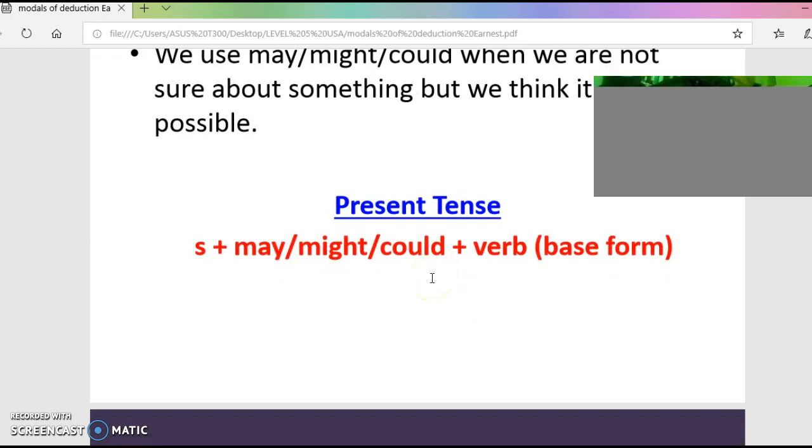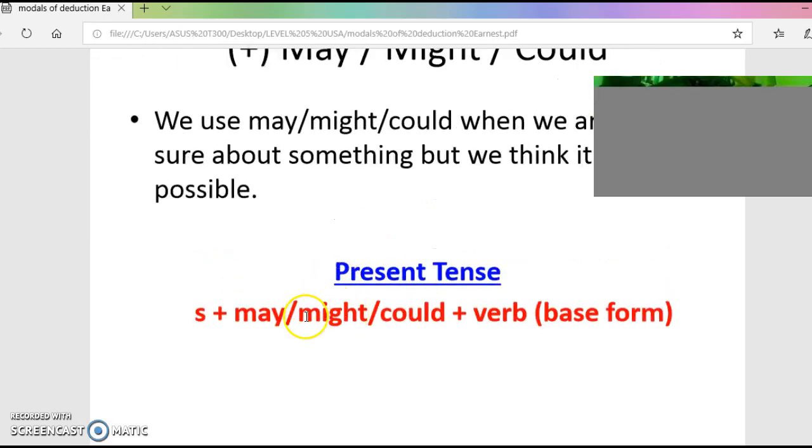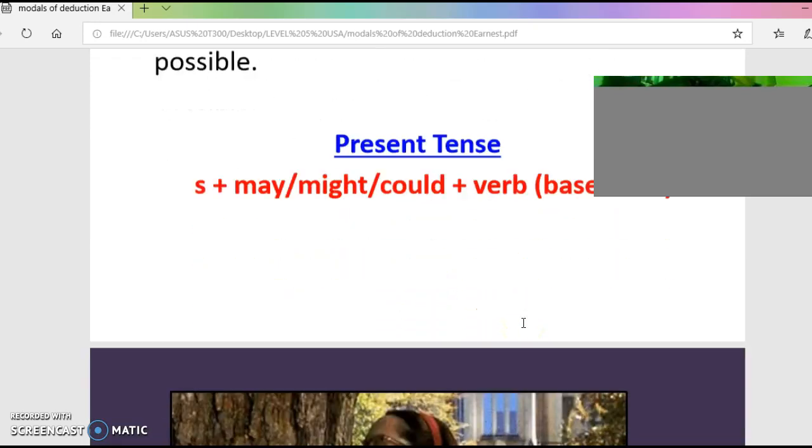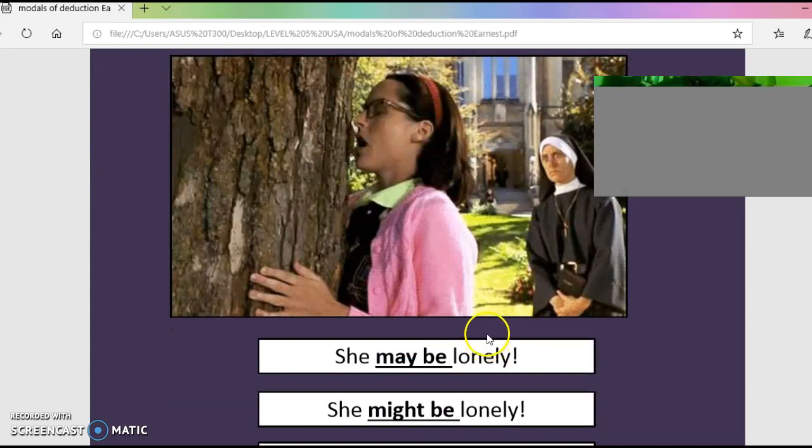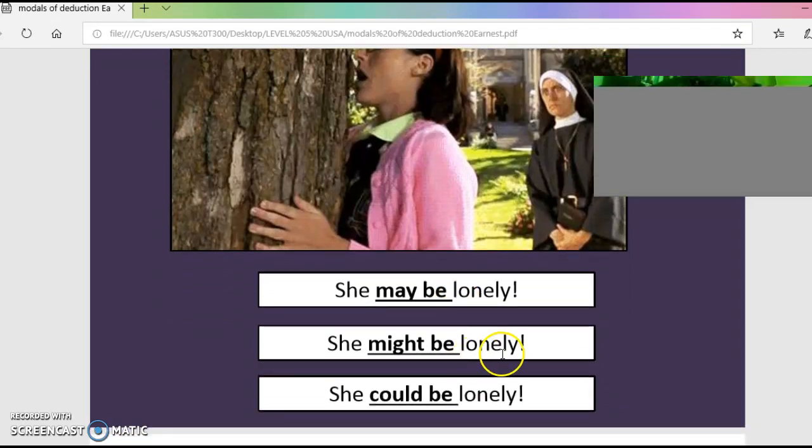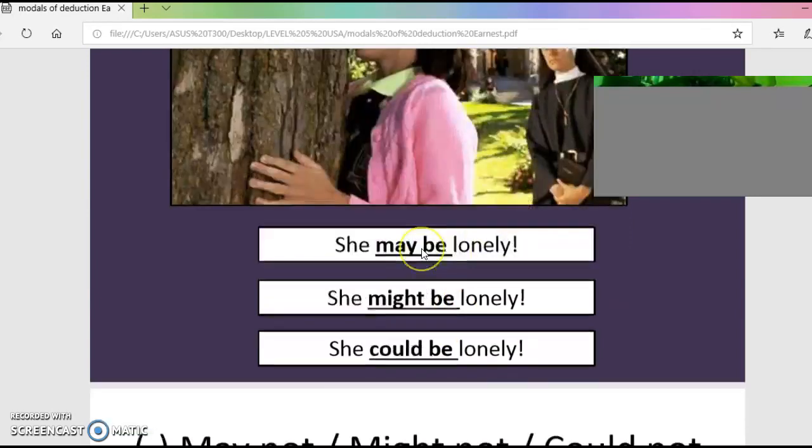In the present tense, we have the subject plus one of these modals, plus the verb in the base form. We have examples like, she may be lonely, because when I look at this person, I see what is happening from her expression. It is just a possibility that she may be lonely, because I don't know exactly what is happening to her. It may be or it may not be. I'm not certain. Then, she might be lonely. She could be lonely. You can use all these modals of deduction to express it.